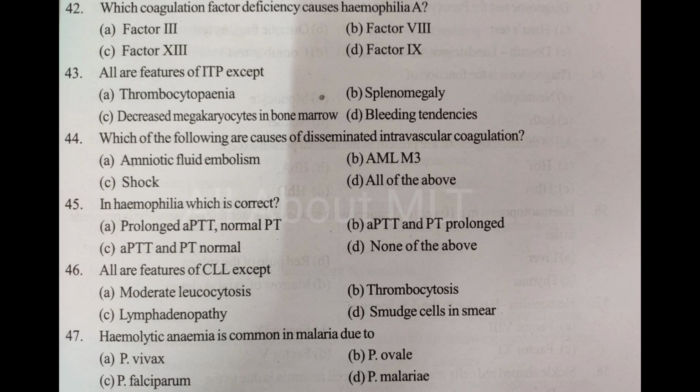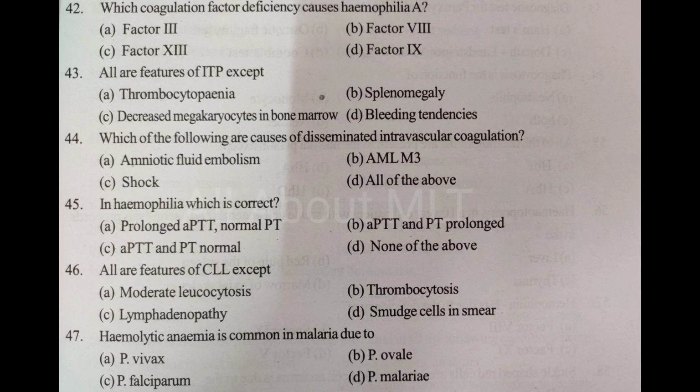option B factor 8. All are features of ITP except option A thrombocytopenia, option B splenomegaly, option C decreased megakaryocytes in bone marrow, option D bleeding tendencies, and the answer is option C decreased megakaryocytes in bone marrow. Which of the following are causes of disseminated intravascular coagulation? Option A amniotic fluid embolism, option B AML M3, option C shock, option D all of the above, and the answer is option D all of the above.